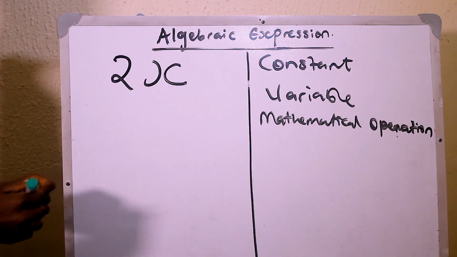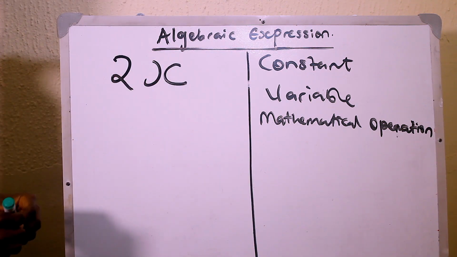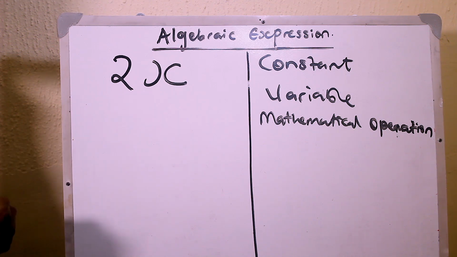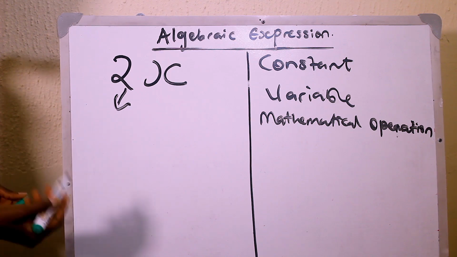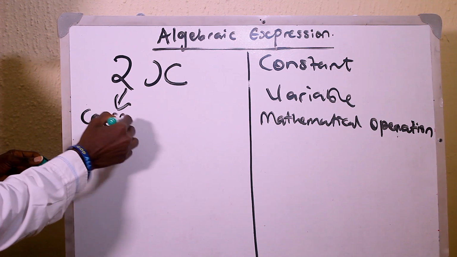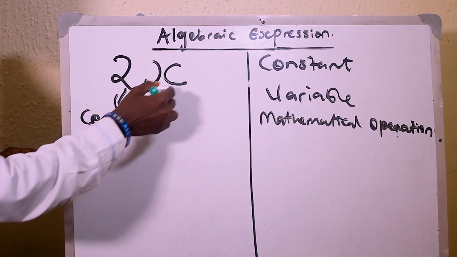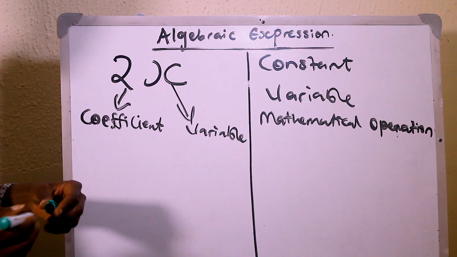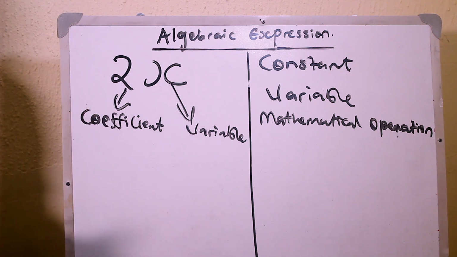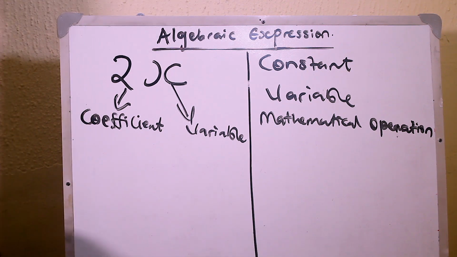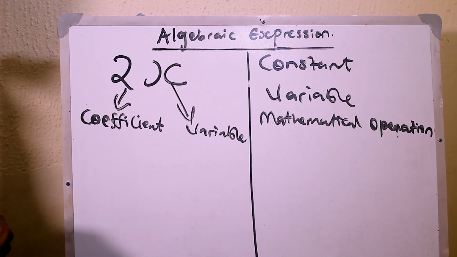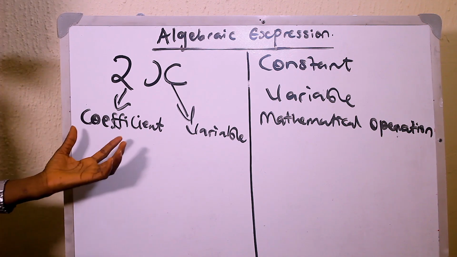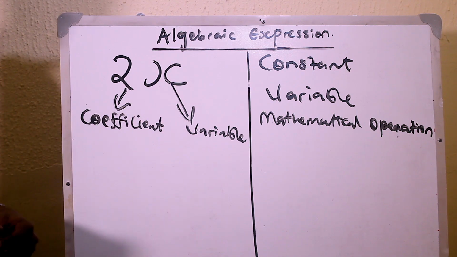Alright, so looking at this example now, this is an algebraic term. Okay, so you have the constant and the variable. So this 2 is the constant. You can also call it coefficient. So the constant is also called coefficient, and this letter is called variable. And when it comes to mathematical operation, you know, addition, subtraction, multiplication, and division, the basic operations, and then the other ones. Alright, so now you can differentiate between the constant, which is otherwise known as the coefficient, and then the variable, which is the letter.